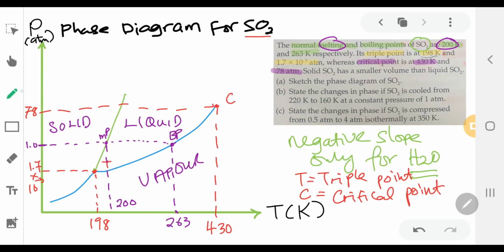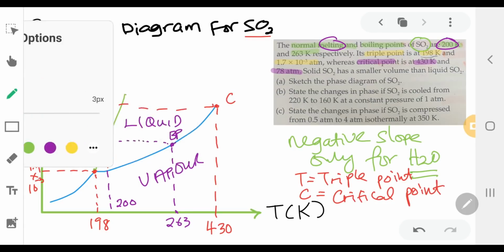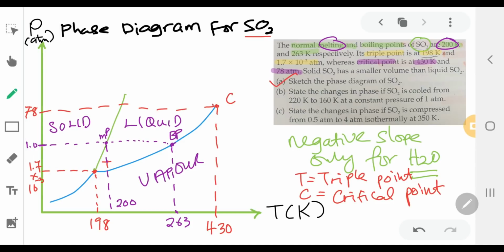Okay, now we have done A. What about B? B wants you to state the changes in phases if SO2 is cooled from 220 Kelvin. Let's say 220 Kelvin is somewhere here, and we want to go to 160. So what are the phase changes?